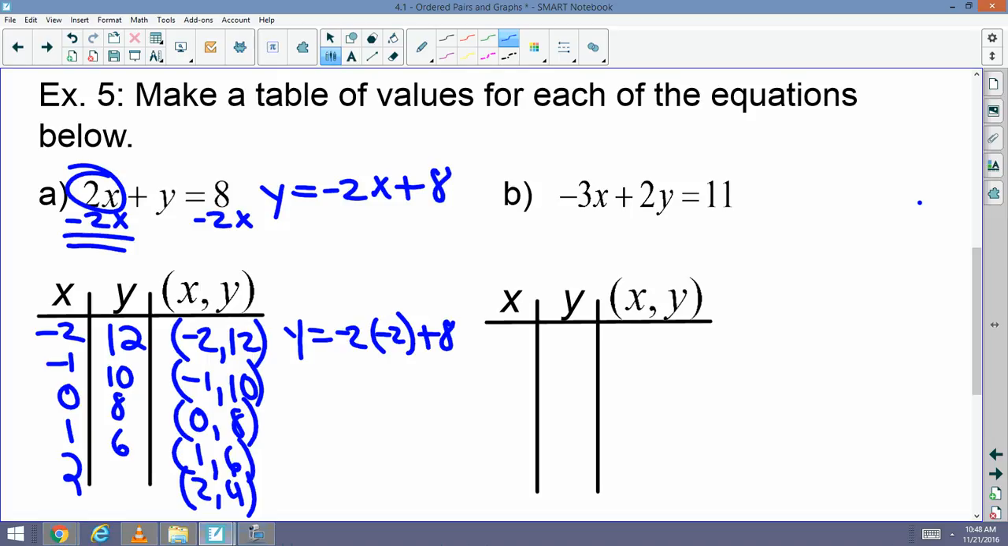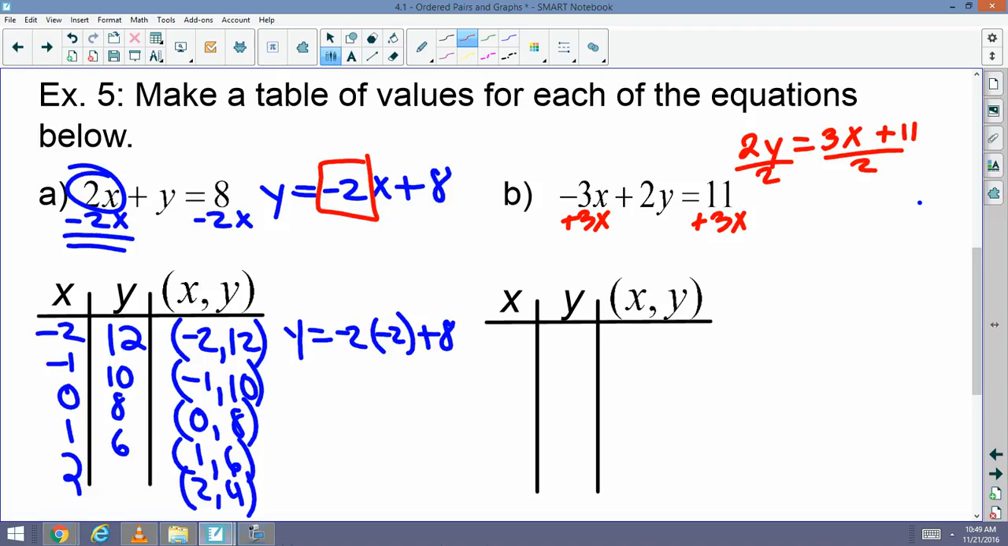Now, this occurs here, guys, when, as you can see, the coefficient, that's the number in front of x, is a whole number, or a whole unit, rather, an integer. Let's see what happens when it's a fraction. Let's go ahead and solve here. I'm going to add 3x to both sides. So I've got 2y equals 3x plus 11, divided by 2. y equals 3 halves x plus 11 halves.